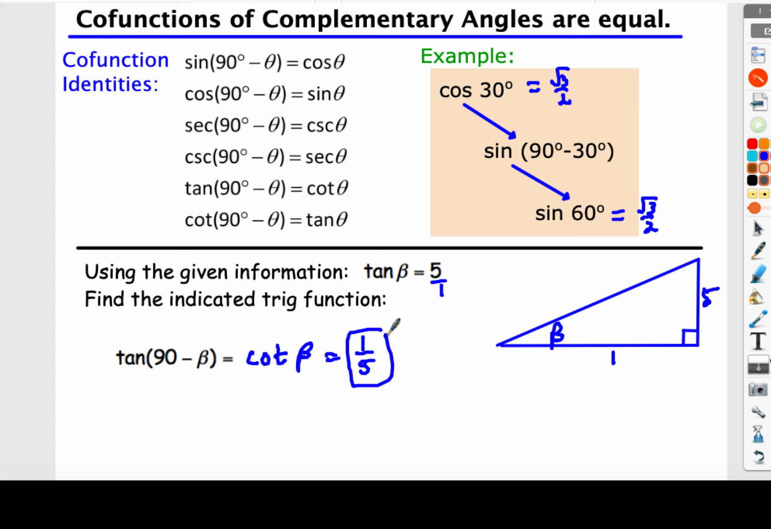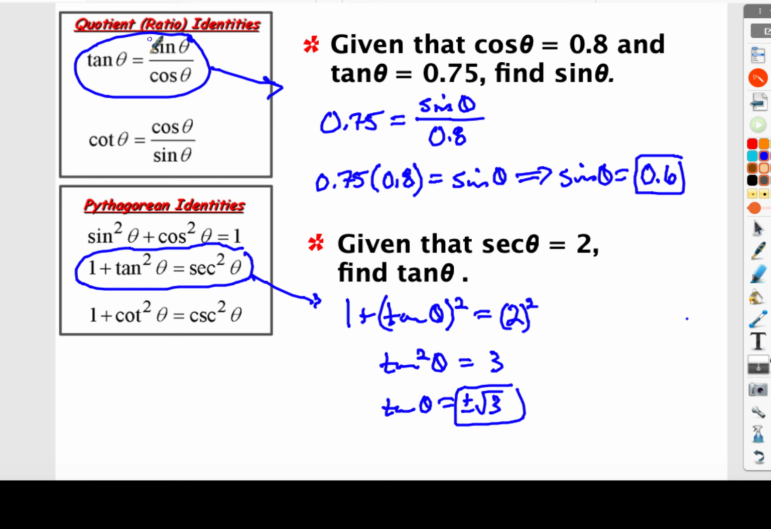Again, study those identities, take advantage of those identities, and if you have any questions about identities, such as the co-function identities, or the quotient or Pythagorean identities, make sure you talk to your teacher.